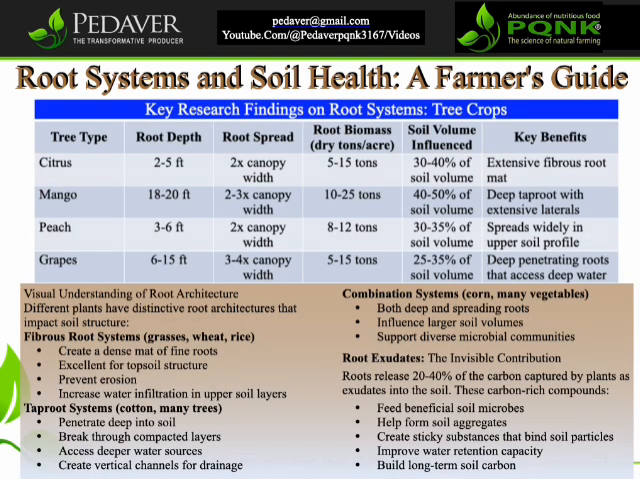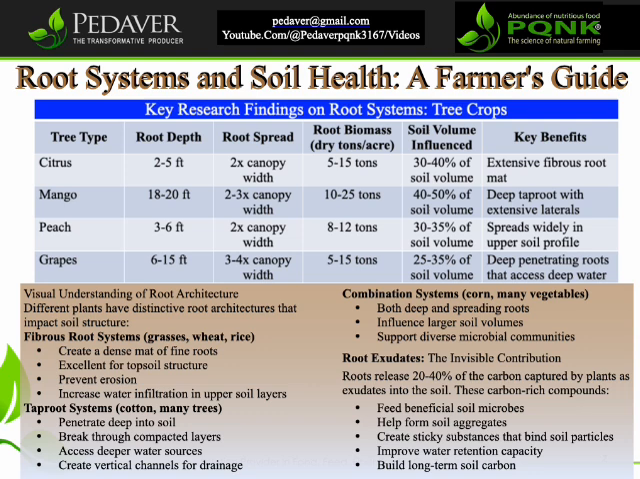Key research findings on root systems, tree crops. Tree type, root depth, root spread, root biomass in dry tons per acre, soil volume influenced, key benefits. Citrus: 2 to 5 feet, 2x canopy width, 5 to 15 tons, 30 to 40% of soil volume. Extensive fibrous root mat. Mango: 18 to 20 feet, 2-3x canopy width, 10 to 25 tons, 40 to 50% of soil volume. Deep taproot with extensive laterals.